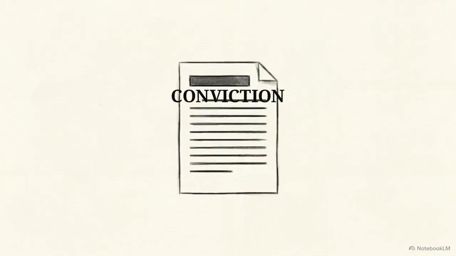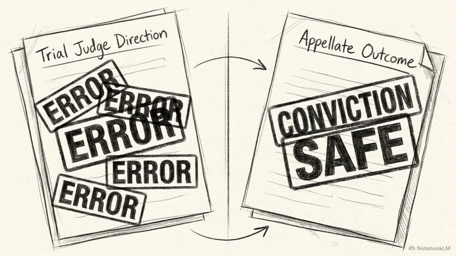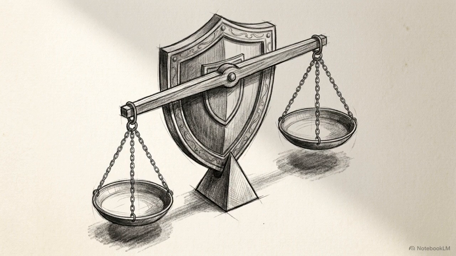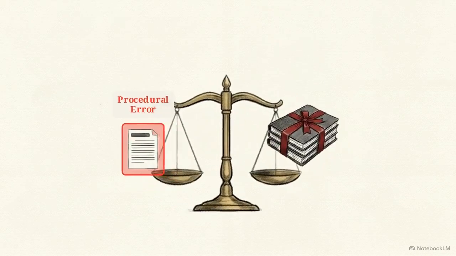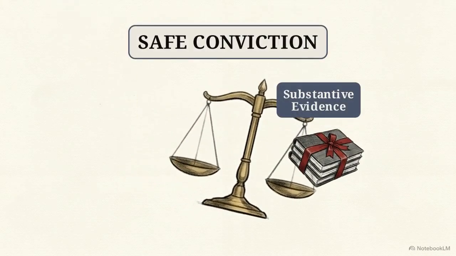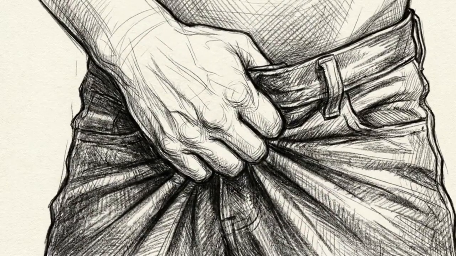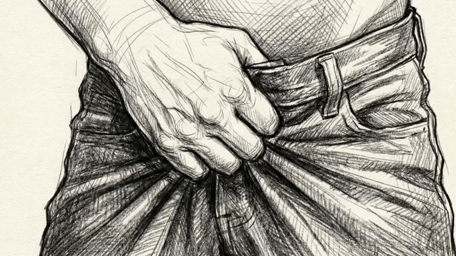Normally, a flawed jury direction renders a trial unfair and results in the conviction being quashed. Yet in R.V.H., the Court of Appeal dismissed the appeal entirely and upheld the conviction. This relies on the legal doctrine of a safe conviction. An appellate court can uphold a flawed trial if the substantive evidence against the defendant is so overwhelming that the procedural error becomes irrelevant to the final outcome. The paired evidence of the crude verbal demand and the immediate physical grab left no room for doubt.